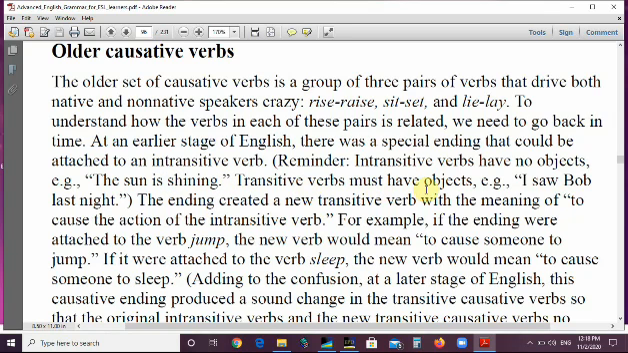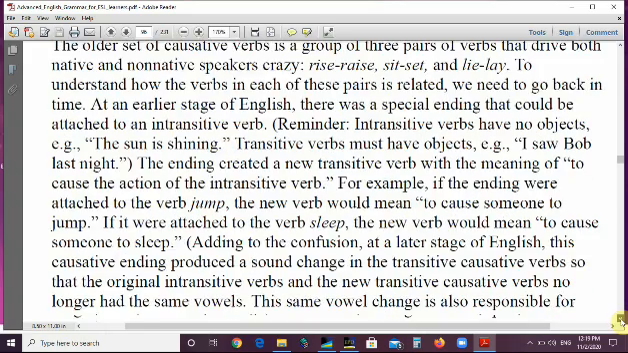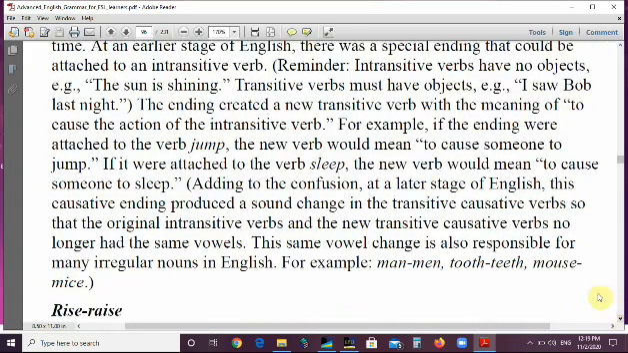Transitive verbs must have objects. I saw Bob. I saw who or what? I saw Bob last night. So saw here has an object, so it's a transitive verb. The sun is shining, we said this.